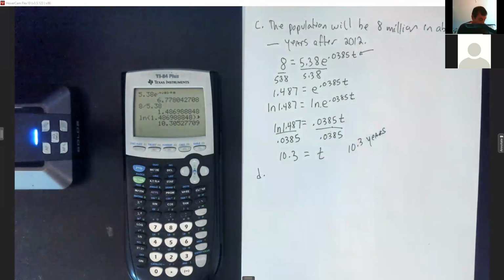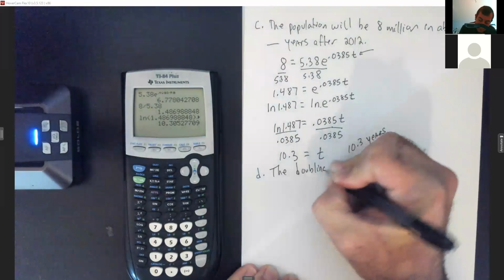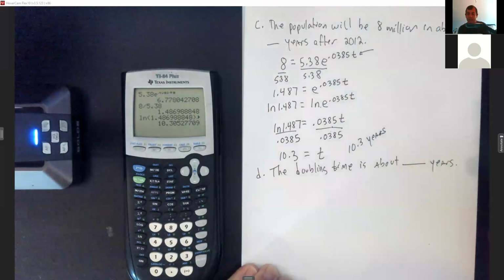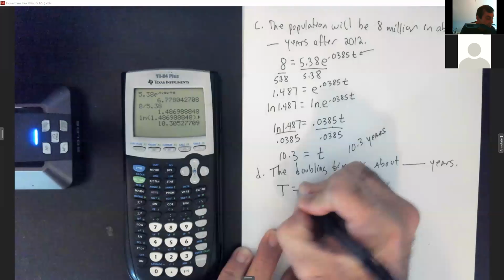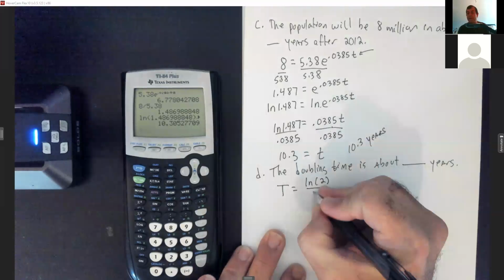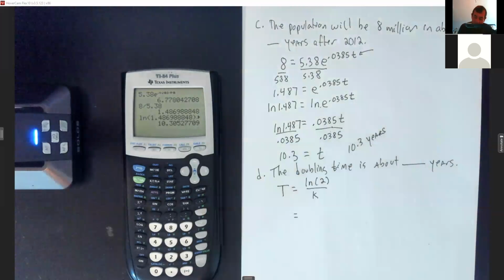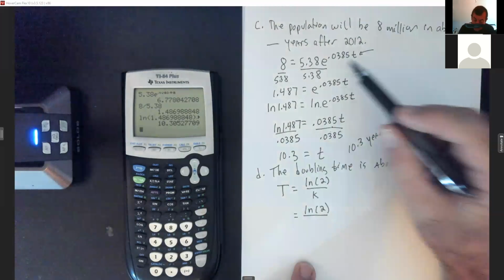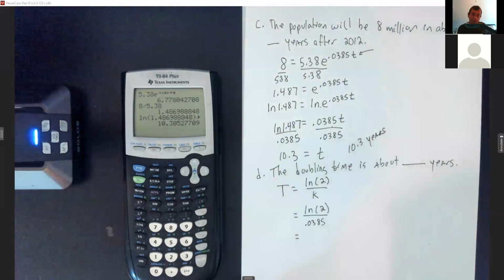All right, so for part D, the doubling time is about blank years. Remember, I gave you a formula for the doubling time. The doubling time was capital T equals the ln of 2 divided by k. So ln of 2 will be on top. We have our k we've been using, which was 0.0385. If we figure that out, we'll have our doubling time.